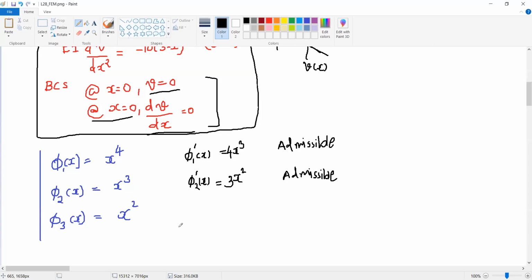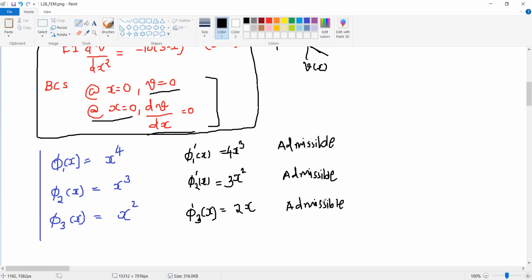Now let us look at phi3 of x. It is x square. Its derivative, phi3 of x dash, is going to be 2x. So at x equal to 0, phi3 of x is 0 as well as phi3 dash of x is 0. So therefore, this is also an admissible trial function.